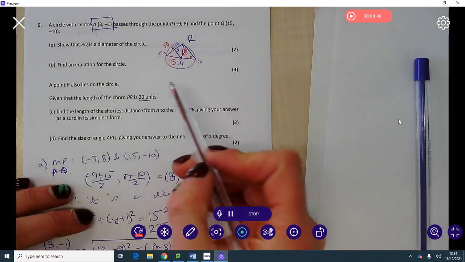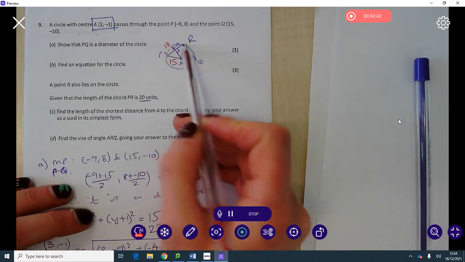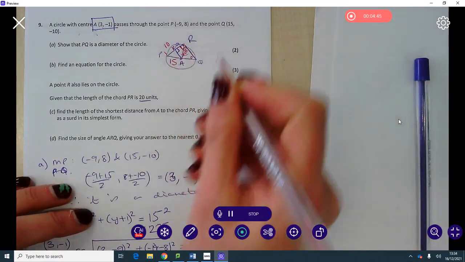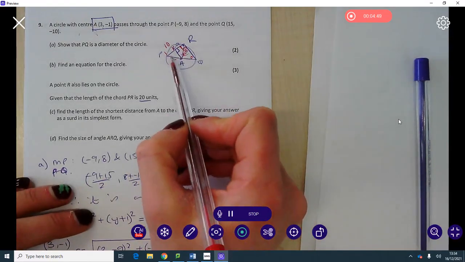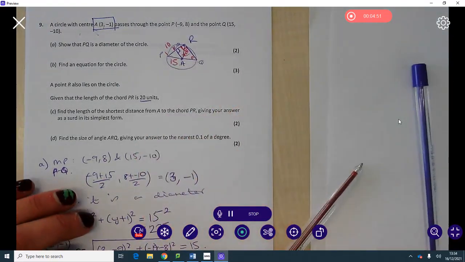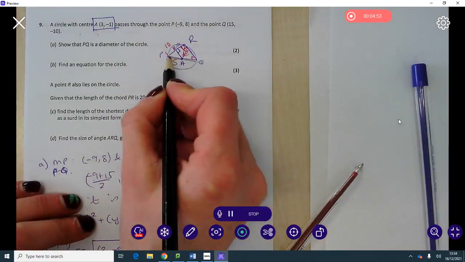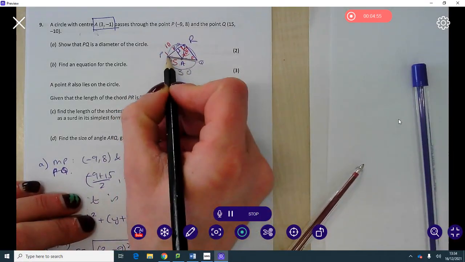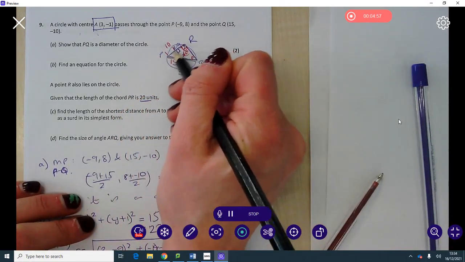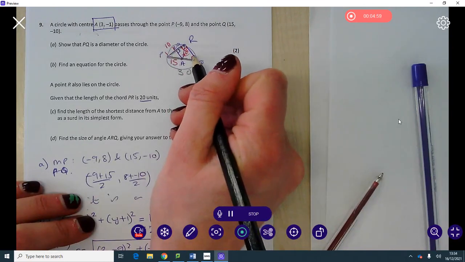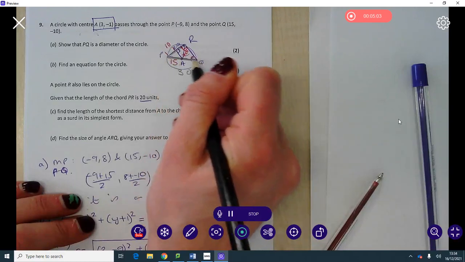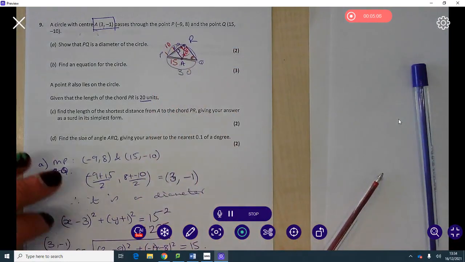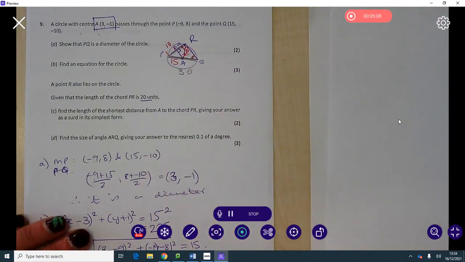I can now see that I have in this triangle a right angle triangle because the angle opposite the diameter at the circumference is a right angle, and I've got 2 side lengths of that triangle. The diameter is 30 because it's double the radius, and this side length is 10. So to find this angle here, which is the same as this angle here, I have the hypotenuse and the opposite.